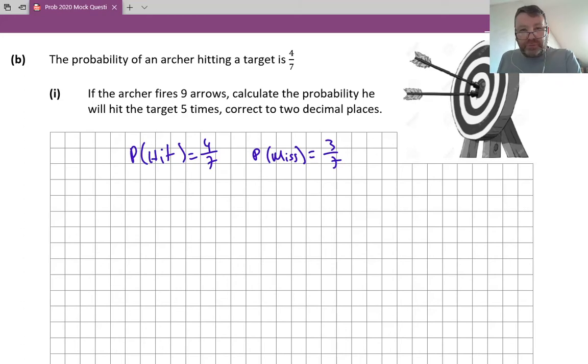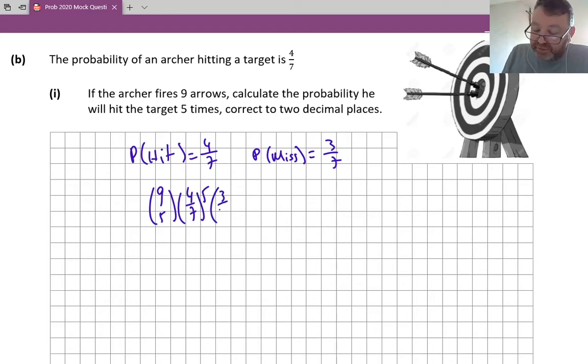Does one arrow affect the outcome of the other arrow? No, they're independent. Is it repeated a number of times? Yes, 9 times. So therefore, it has all the hallmarks of a Bernoulli trial. So straight away, that's what we deal with. 9, and we want 5 successes. 9 C 5. The probability of success is 4 over 7, and I want 5 of them. The probability of failure is 3 over 7, and I want 4 of them. And when we work that out, and I have this already worked out here, we get 0.2589. Okay, so that's the probability that he will hit the target 5 times out of the 9 attempts, correct to 2 decimal places. Two decimal places means we keep the second number after the decimal point, which means we bring it up to 0.26.